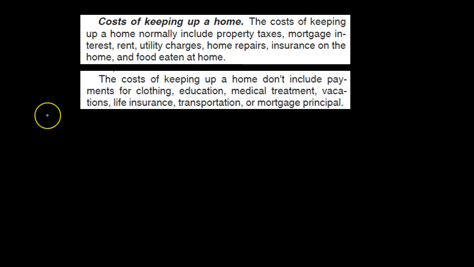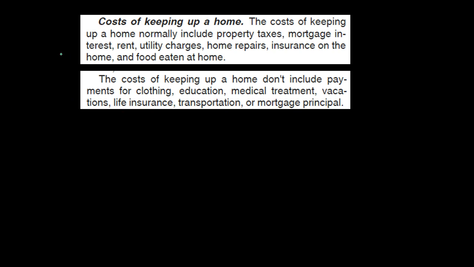Cost of keeping up a home. The costs of keeping up a home normally include property tax, mortgage interest, rent, utility charges, home repairs, insurance on the home, and food eaten at home. The costs of keeping up a home don't include payments for clothing, education, medical treatment, vacations, life insurance, transportation, or mortgage principal. So when we're considering the cost of the home, these are things that are going to be specifically excluded. Typically, these are the things that we would typically think of.